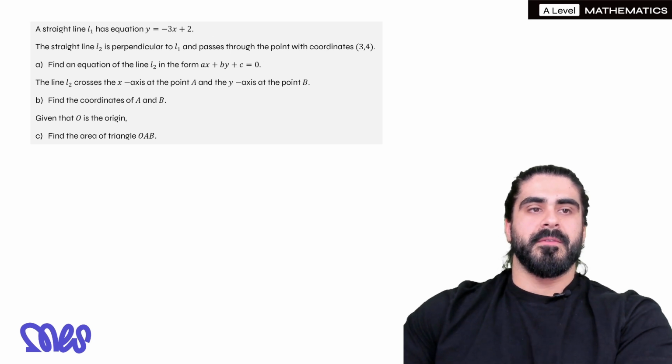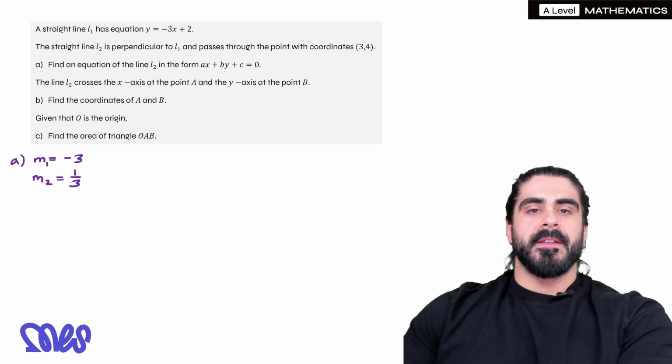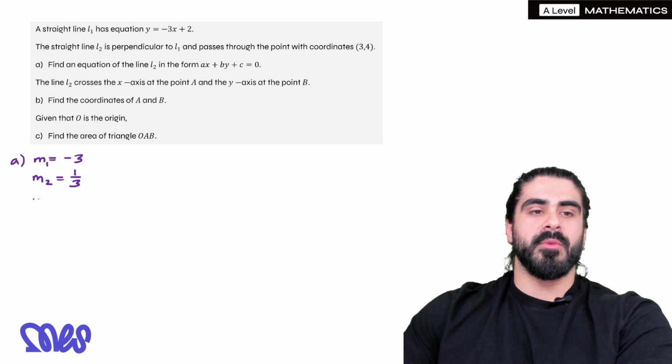So from the line L1, we can say that the gradient is minus 3. You could call it m1. So the perpendicular gradient m2 will be the negative reciprocal of that. That will be 1/3. Then from the previous episode, where we proved the general equation of a straight line, we're going to use that. So it's y minus y1.